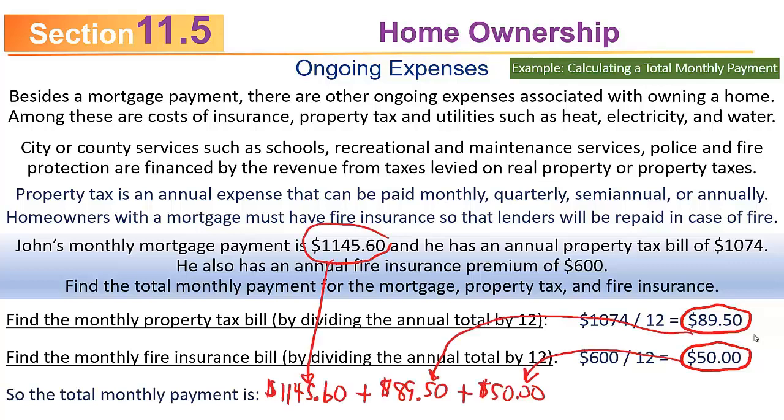So the monthly payment is going to be the mortgage payment, which was given to be $1,145.60, plus the monthly property tax bill, which we calculated to be $89.50, plus the monthly fire insurance bill, which we calculated to be $50. And if you add those three together, you get $1,285.10. So although your mortgage payment is under $1,200 a month, by the time you factor in this other stuff, it's closer to $1,300 by the time it's all said and done.